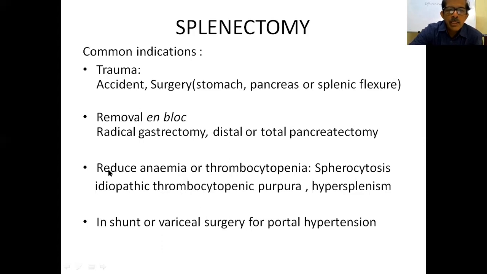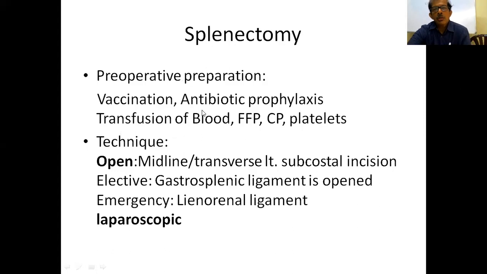Okay. Then due to various causes of anemia or thrombocytopenia, that is hemolytic anemias and ITP. These are all the causes you have already seen: spherocytosis, ITP, hypersplenism, where there is leukopenia, anemia, thrombocytopenia. Then also you have to do splenectomy. Already talked about shunt surgery, that's Warren shunt. So these are the indications: trauma, tumor, hemolytic anemias, and portal hypertension. These are the indications. Now, how do we do splenectomy?